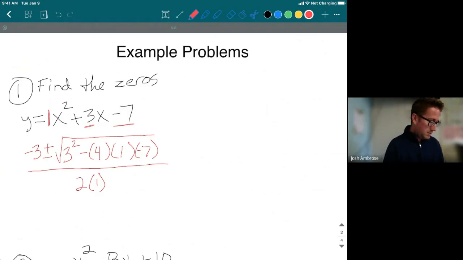Now pull out that calculator. Don't worry about wasting time trying to do all this in your head. If you make a simple error, that's what's going to wreck all of this.